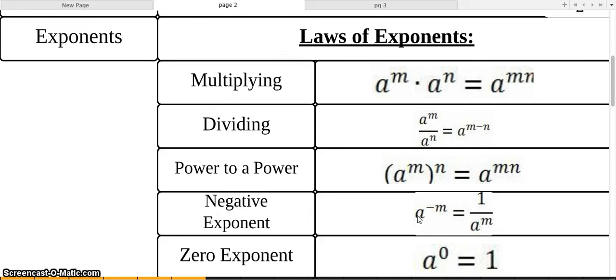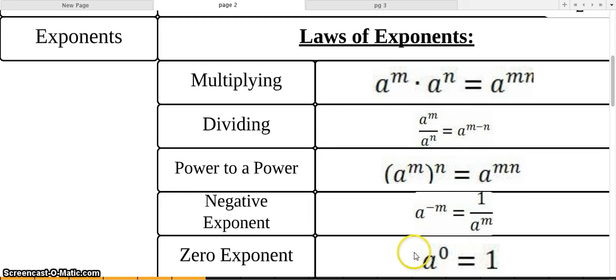Negative exponent. You have a negative exponent, a to the negative m power. We're going to flip that over and put it 1 over a to the m power. So in other words, it makes the exponent positive when you flip it. And vice versa. If you had the negative on the bottom and you needed to make that exponent positive, you would put it on the top, which makes it positive. So when it jumps the line, the exponent switches from negative to positive.